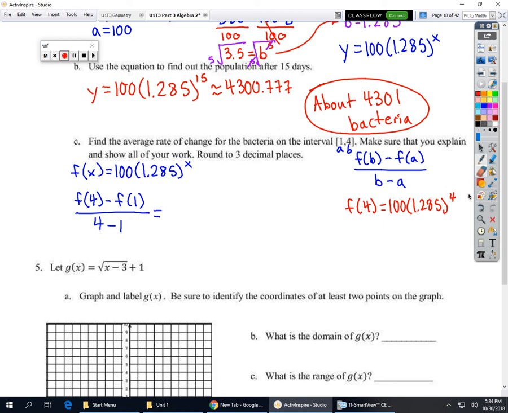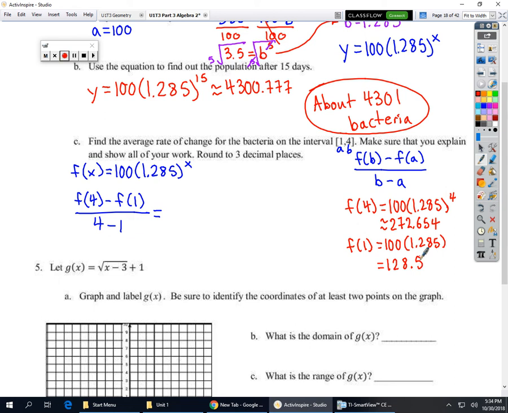I'm going to put that in the calculator, and it's not going to be nice, a pretty bad decimal. So I don't have to show it. I actually did this beforehand. That's 272.654. I also did it for f of 1. f of 1 is going to be 100 times 1.285 to the 1. Well, if it's to the exponent of 1, I don't need to write anything, right? This actually gives me a nice, pretty number, 128.5.